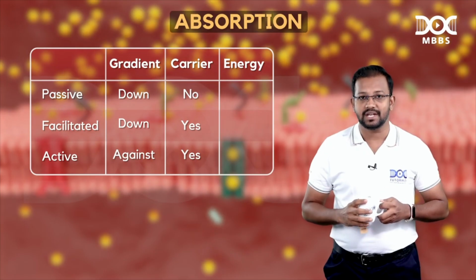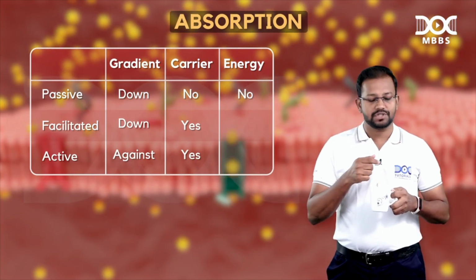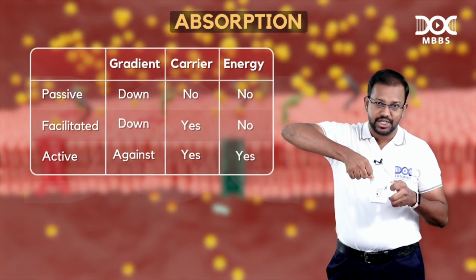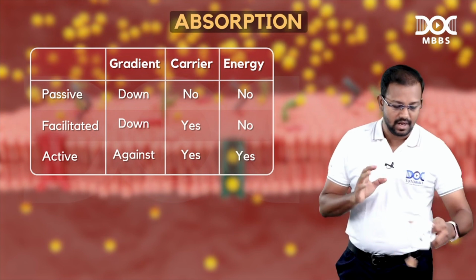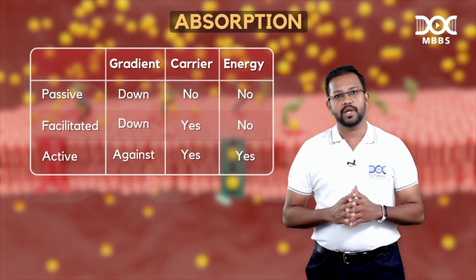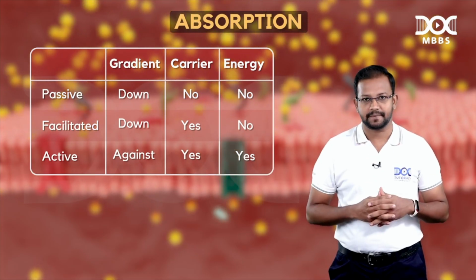What about energy? For passive diffusion, no need for any energy. For facilitated diffusion, no need for any energy. But for active transport, I use energy to push the molecule out from inside the tea bag towards outside. This is exactly the difference between the three major types with which a molecule can be moving out from the site of administration.